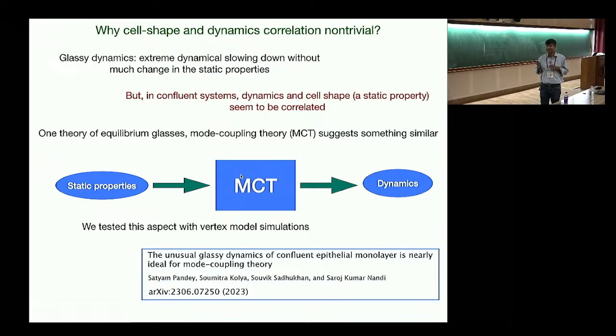But here it seems that from the static property, you can measure something and you can determine the dynamics from there. So in the confluent system, the dynamics and the cell shape, which is a static property, seem to be quite strongly correlated.